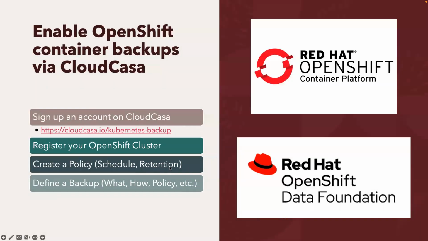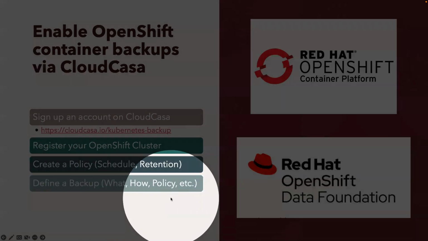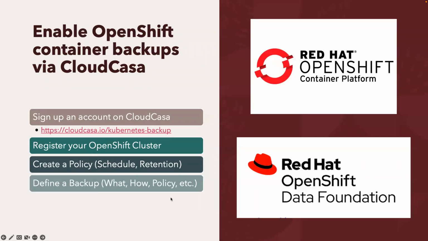And last but not least, you can define a backup. What do you want to back up? How you're going to back them up, and which policy you're going to attach to, etc. If you already have an account and a backup policy configured, basically you just need 2 steps. You register your OpenShift cluster, and then you start to define a backup for your OpenShift containers.